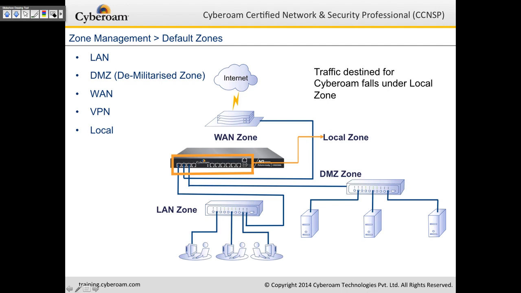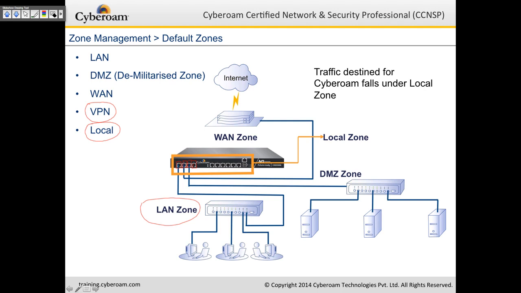Now the VPN zone is automatically created and given to you by default, so that when you configure VPN, you make use of this VPN zone to create the different rules from and to VPN. Now the local zone, it's probably a bit complicated at this point of time, so I need to spend some time here. Local zone comprises the individual physical ports of the appliance. Now don't get confused with that. Remember, if you connect a switch to the LAN port, all the computers connected to the switch itself are in LAN zone, but the physical port itself is in local zone.